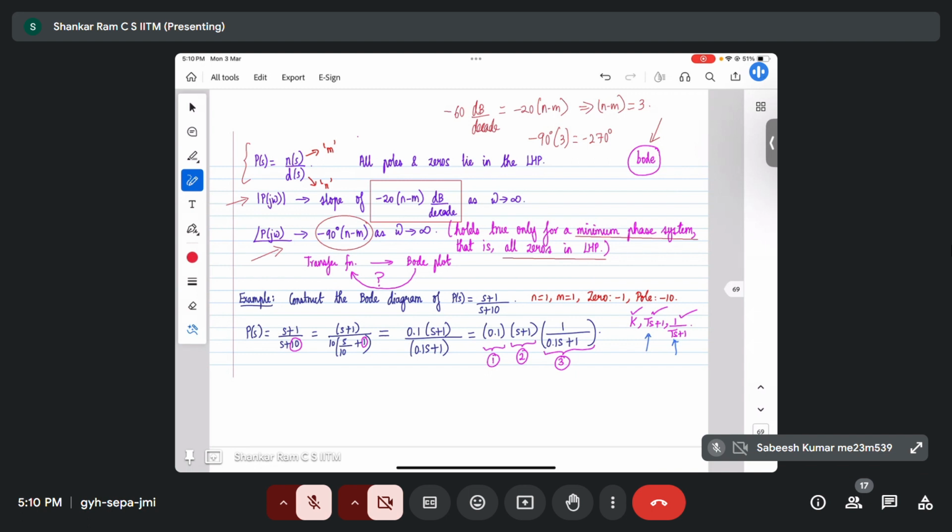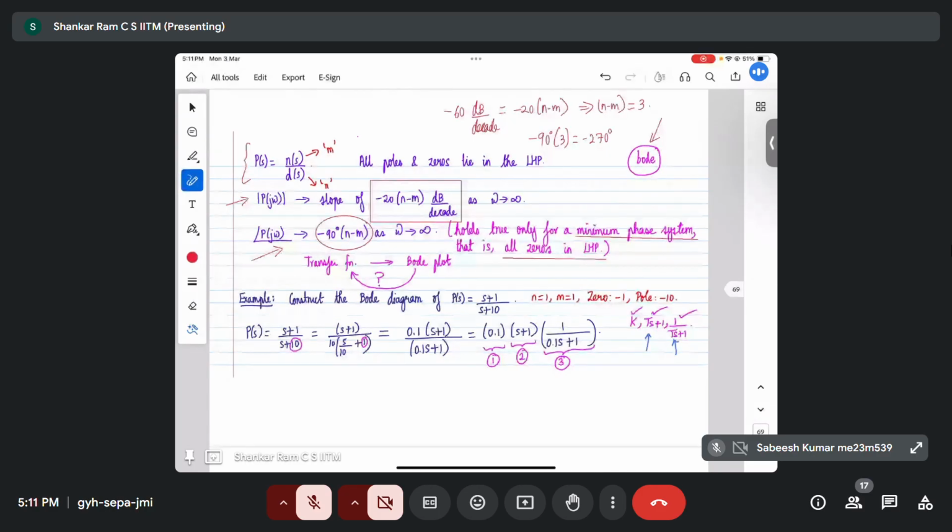However, please note that the slope of the log magnitude plot will always tend to minus 20 times n minus m decibels per decade, irrespective of whether there are zeros in the right of plane or the left of plane. We need all the poles to be in the left of complex plane for even this analysis to be meaningful in the first place. So the slope of the magnitude plot will always be minus 20 times n minus m decibels per decade for both minimum phase and non-minimum phase. Whereas only for a minimum phase system, the phase will tend to minus 90 degrees times n minus m. Okay, so these are two important results which help us figure out the transfer function of a system from its Bode plot, right?